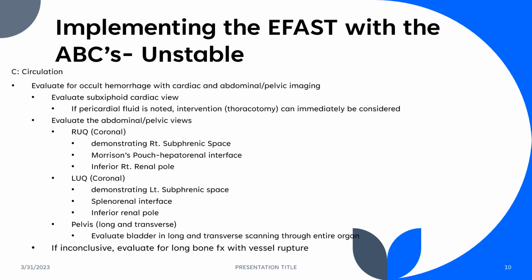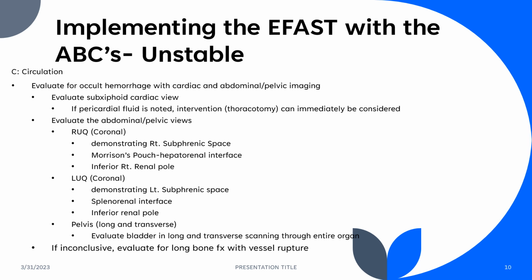Once the cardiac area is evaluated, especially with that subxiphoid view, they recommend that you move on to abdominal and pelvic views. We talked about these already when I demonstrated the windows you would use to obtain these images, but most would start in the right upper quadrant in a coronal position, and you would demonstrate that right subphrenic space. In that same image you can see the right inferior lung as well. So if you haven't already assessed that right inferior lung, you can reassess it right here.